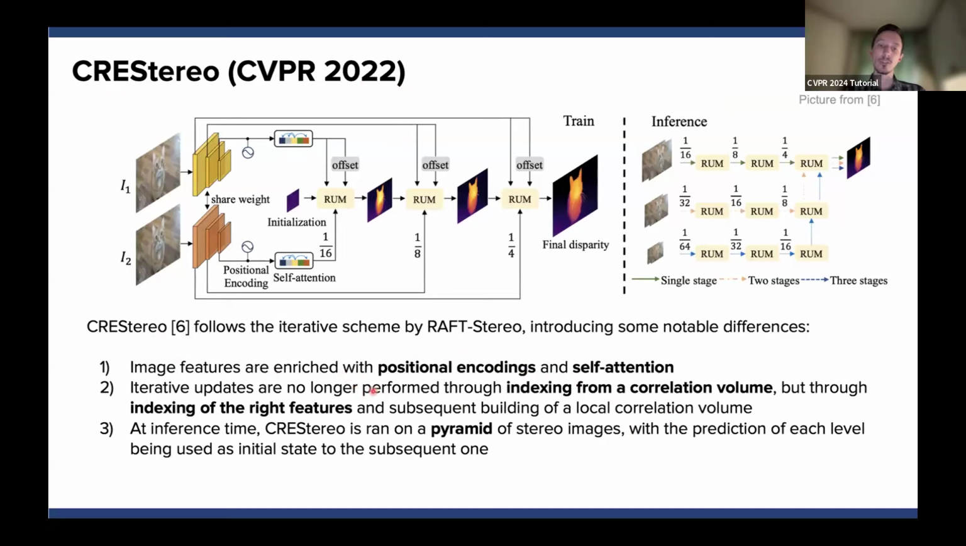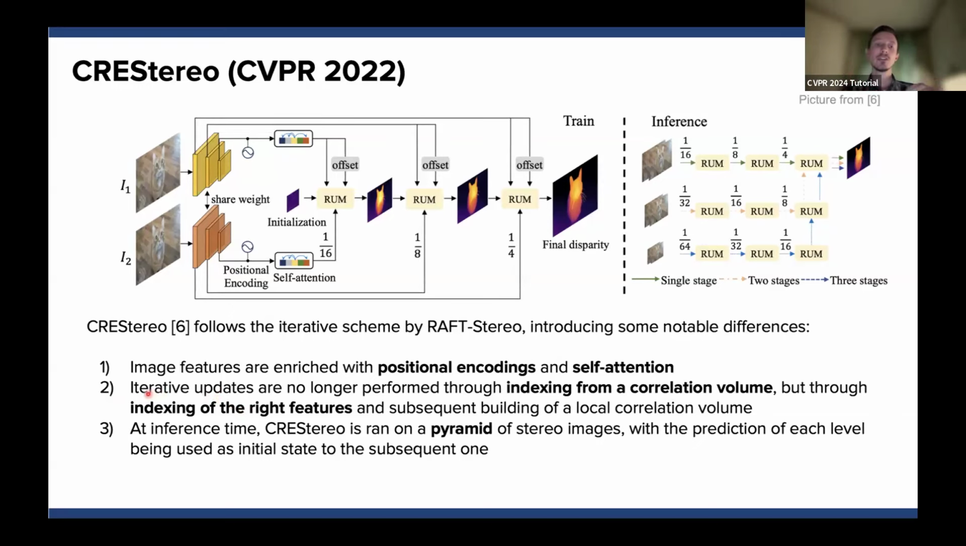The very first one was that CREStereo authors enriched the feature extractor by adding some positional encodings and some self-attention mechanism when extracting the features from the left and the right images. Then another large difference consists in the absence of a global cost volume like the one we have seen for RAFT-Stereo.